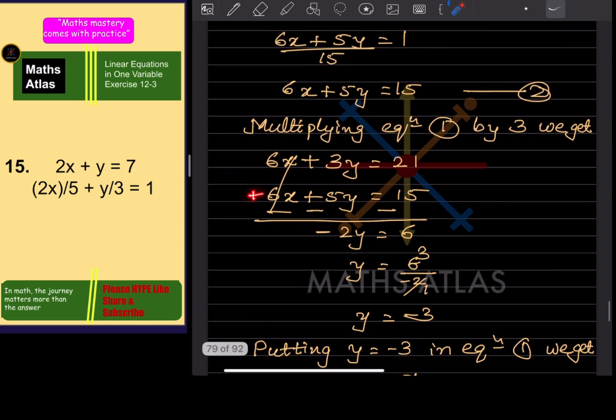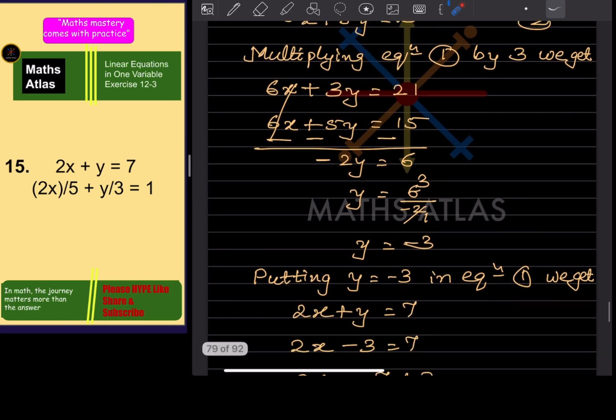So now this is plus, so this will be minus. So plus 6x and minus 6x gets cancelled out. Here it will be minus 5 plus 3, which is minus 2y. Minus 15 plus 21, that is going to be 6. So y will be 6 divided by minus 2. So y will be minus 3.